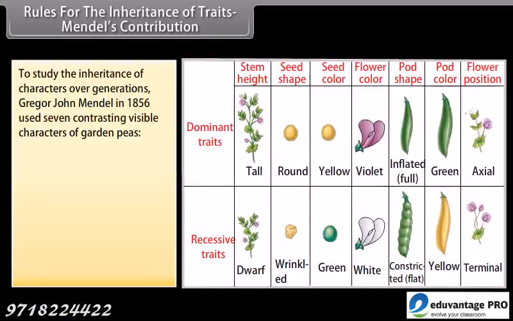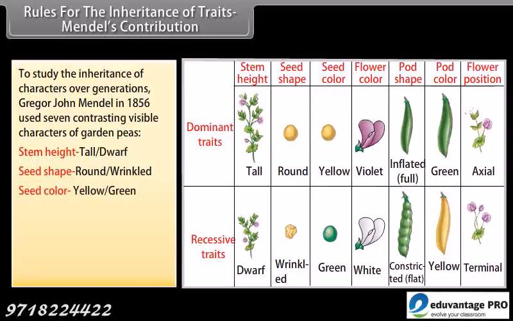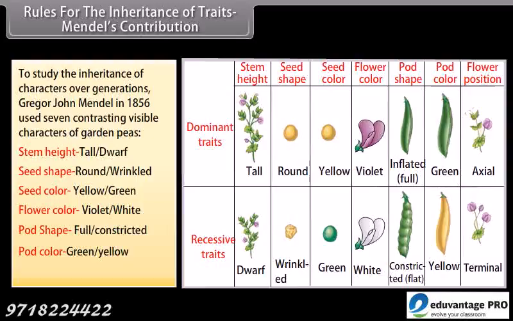To study the inheritance of characters over generations, Gregor John Mendel in 1856 used 7 contrasting visible characters of garden peas. Stem height, tall, dwarf plants; seed shape, round, wrinkled seeds; seed color, yellow, green seeds; flower color, violet, white flowers; pod shape, full, constricted pods; pod color, green, yellow pods; flower position, axial, terminal flowers.